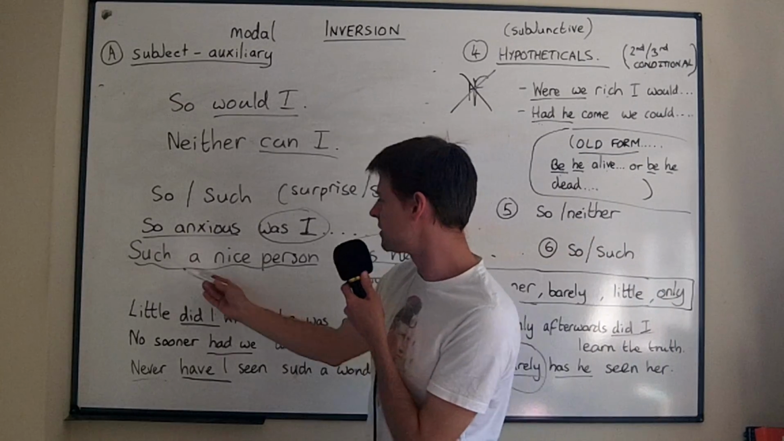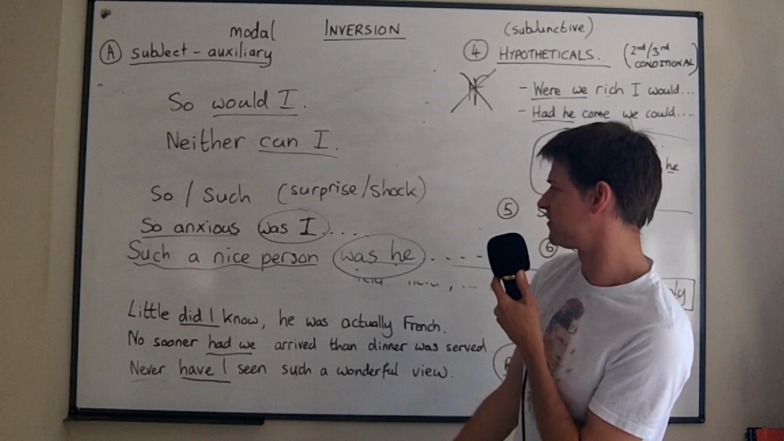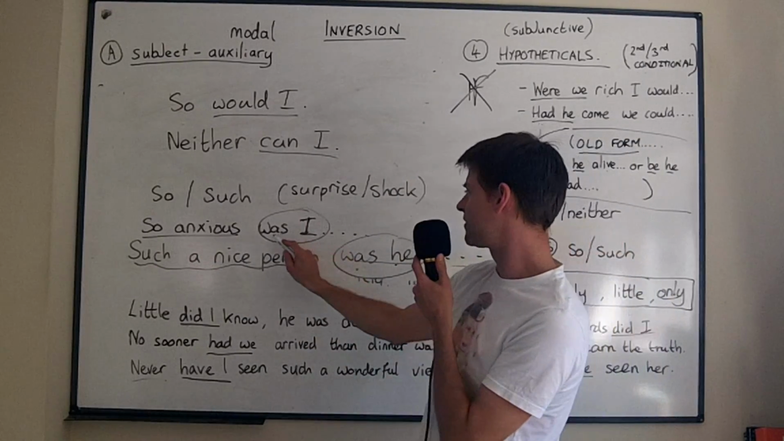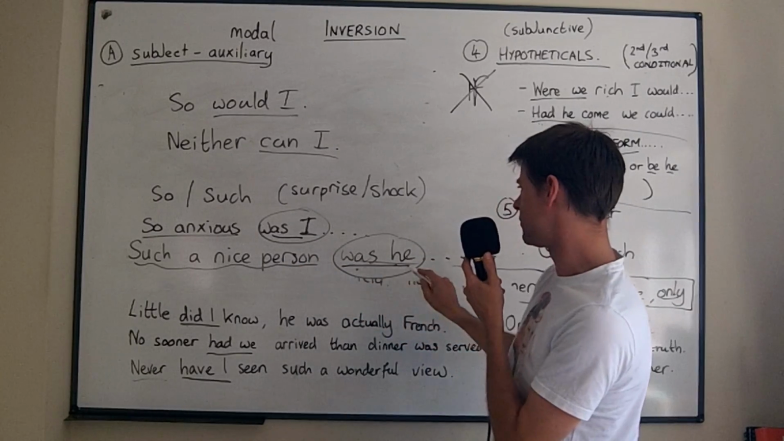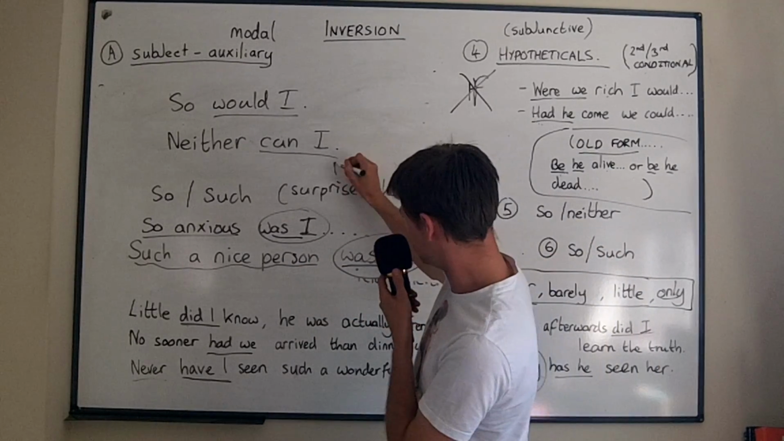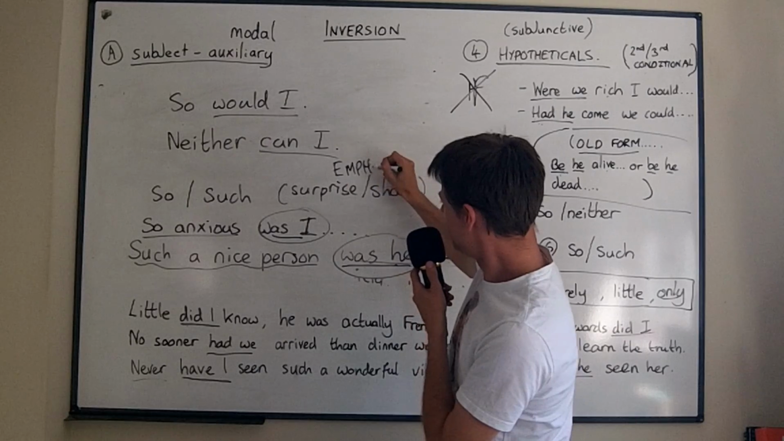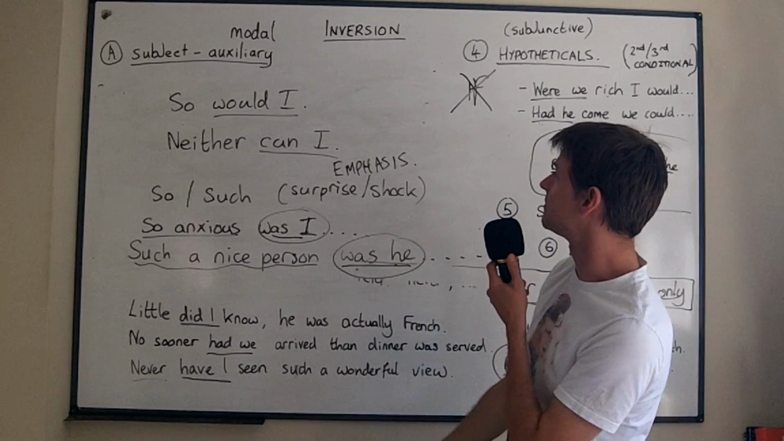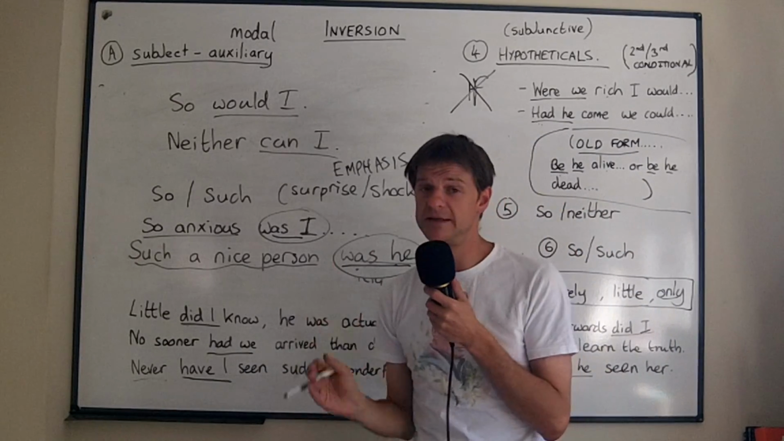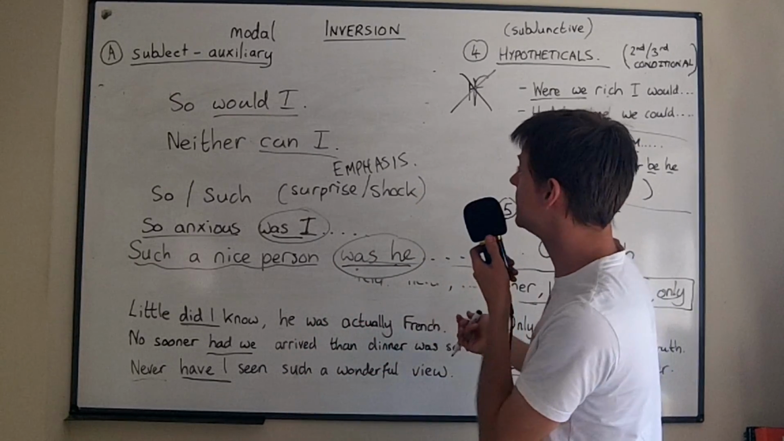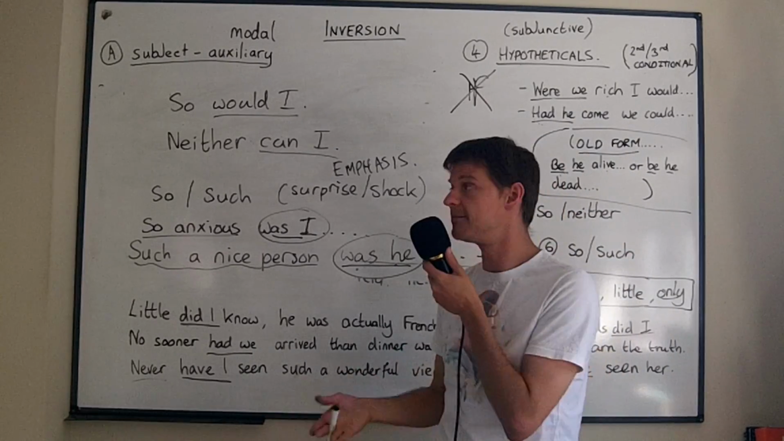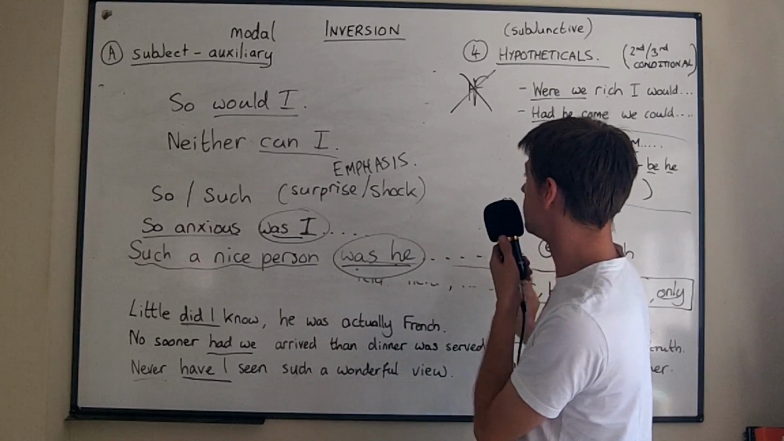It just makes it stronger. It means he was a really nice person. And so anxious was I. It means I was really anxious. So this inversion makes it stronger. It adds emphasis, surprise, shock. And it's a good thing to use. Why not? Make your language more colourful. It does sound formal. It does sound quite literary as well. But if you want to make your language more interesting, then please use this inversion more often.